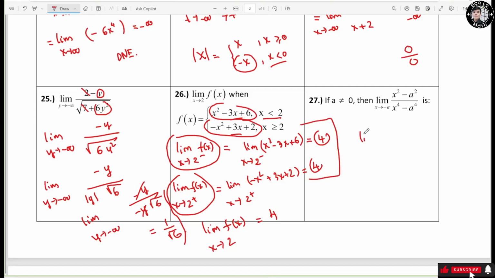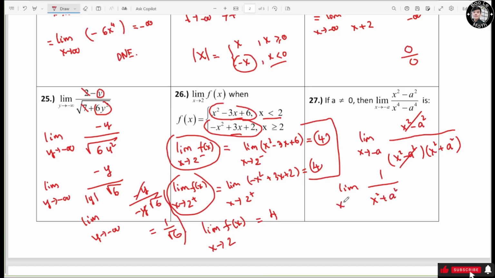So we have the limit when s approaches negative a. The top I just rewrite as s squared minus a squared. The bottom right here I use the difference of two squares formula, so it could be s squared minus a squared times s squared plus a squared. So then this cancels out. It could be the limit of the function 1 over s squared plus a squared when s approaches negative a. So this turns out to be 1 over a squared plus a squared, which is 1 over 2a squared.